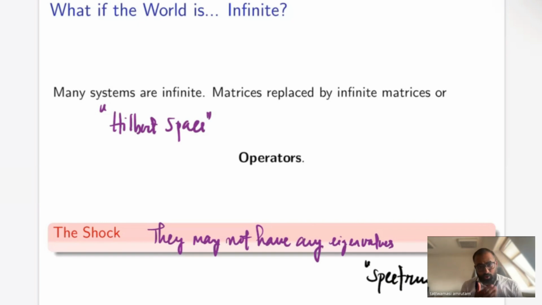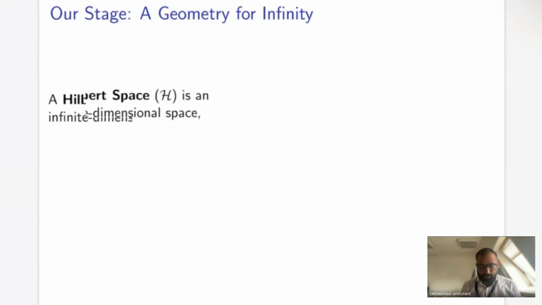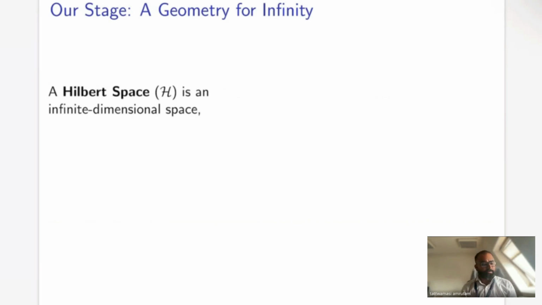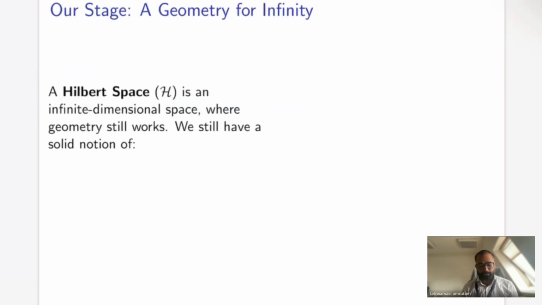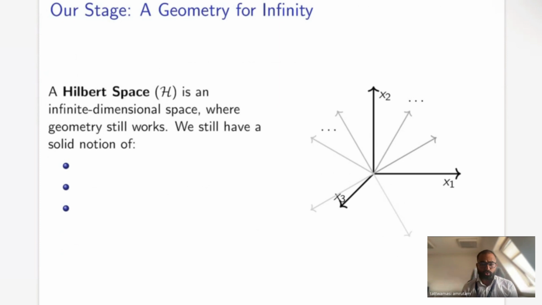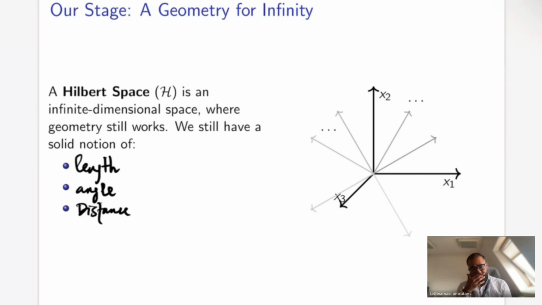Now, once we know that there are these infinite dimensional matrices or operators, and our stage is the Hilbert space: a Hilbert space is an infinite dimensional space where geometry still works. Everything that we knew for Rn or Cn, we can still do. I try to draw it, but it's not actually there. We still have a solid notion of length, of an angle, and a notion of distance. All these things that made sense for the finite dimensional Rn or Cn still make sense for this generalized Hilbert space. And this is exactly the stage that these operators work on.